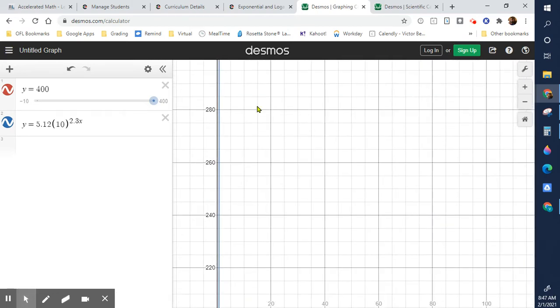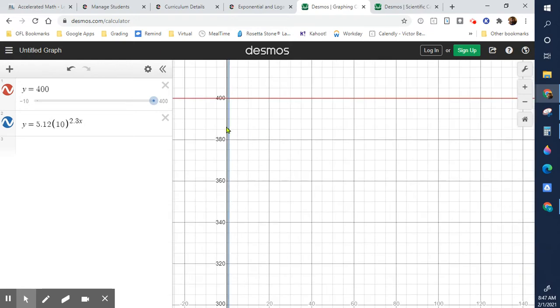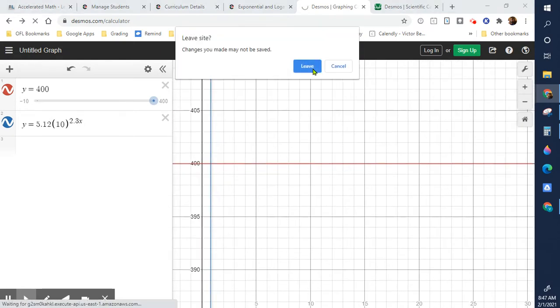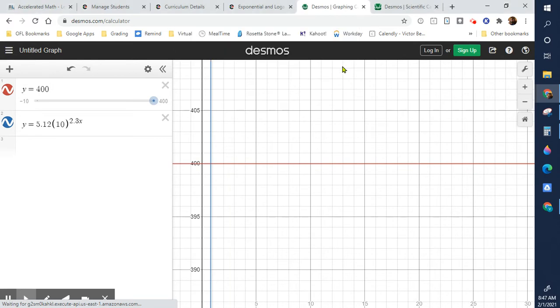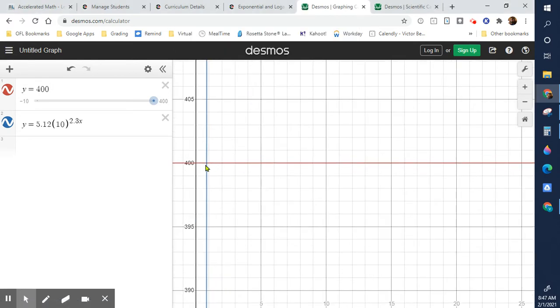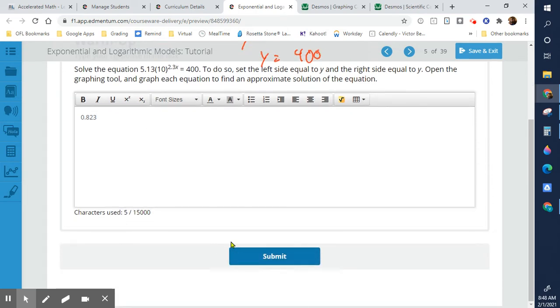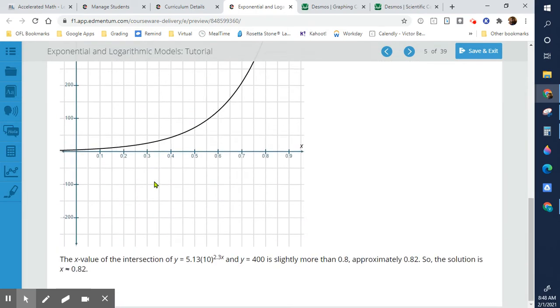So we can get into that later. But for right now, all we need to do is see where these two connect. So if we go to where they connect, oops, accidentally hit the back button on my mouse. I can just click right here, and Desmos does a really good job of finding it. So our answer is going to be 0.823. So right there, I can just type in 0.823. Hit submit.